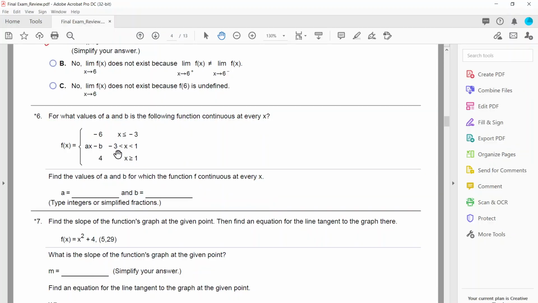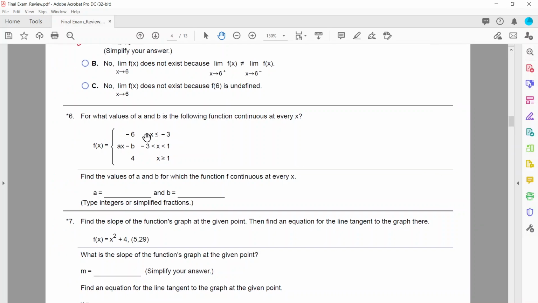Let's go to problem 6. For what values of a and b is the following function continuous at every x? So whenever you have this kind of piecewise function, and you want to find out the continuity, just make sure that the value of the function at the boundary points should be equal. So meaning the value of the function at -3, which is -6, should be equal to the value of the function when x approaches -3 from the right side, because continuity happens if the limit exists at the boundary point.